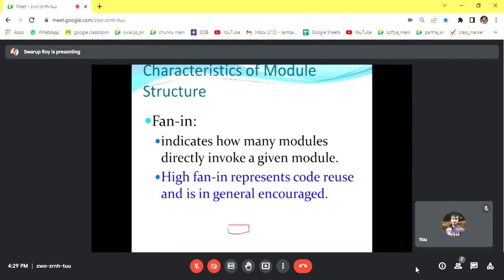So this is a module, and there are many such arrows, which are called fan in. That means inward arrows. If it is there, it means many other modules are actually using that thing, invoking that particular module or invoking the functions inside that module.